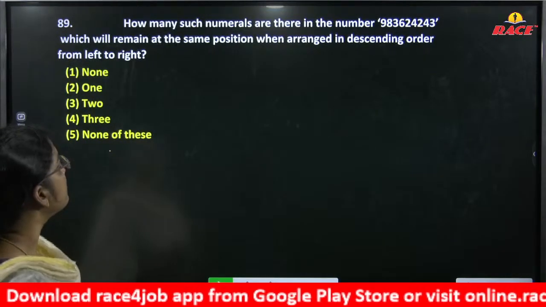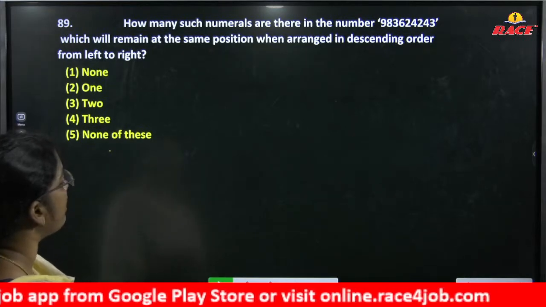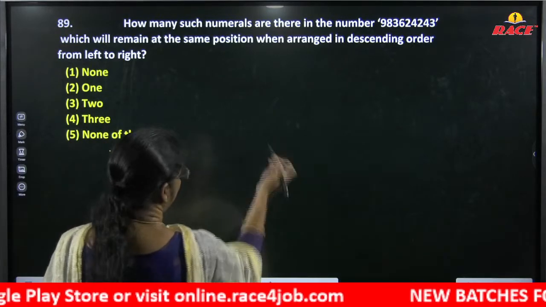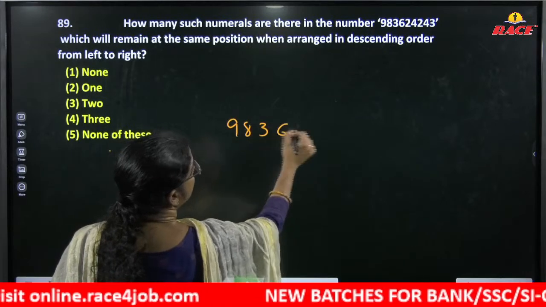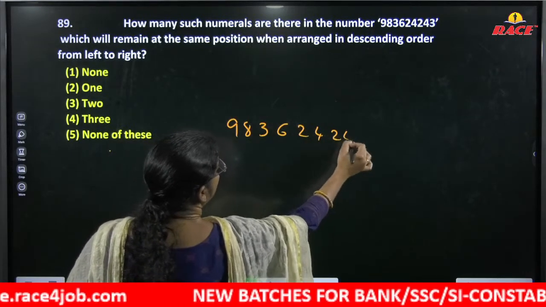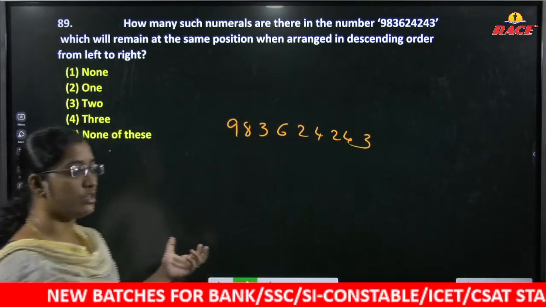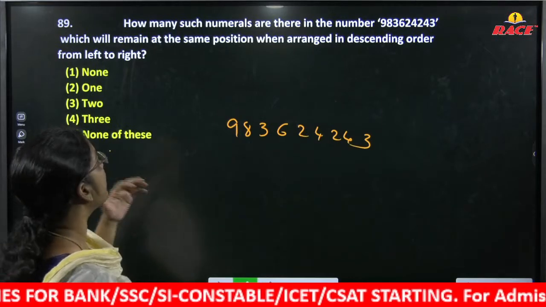So how many such numerals are there in the number which will remain at the same position when arranged in descending order from left to right? Okay, so simply take that number: 9, 8, 3, 6, 2, 4, 2, 4, 3. In case you arrange that number in descending order, how many numerals are in the same position?